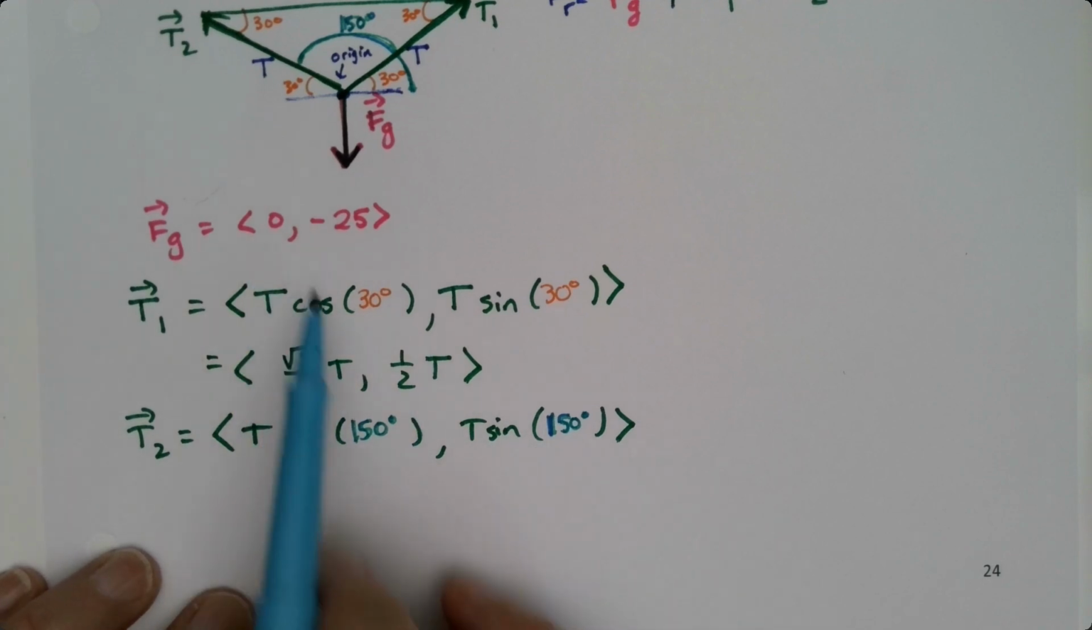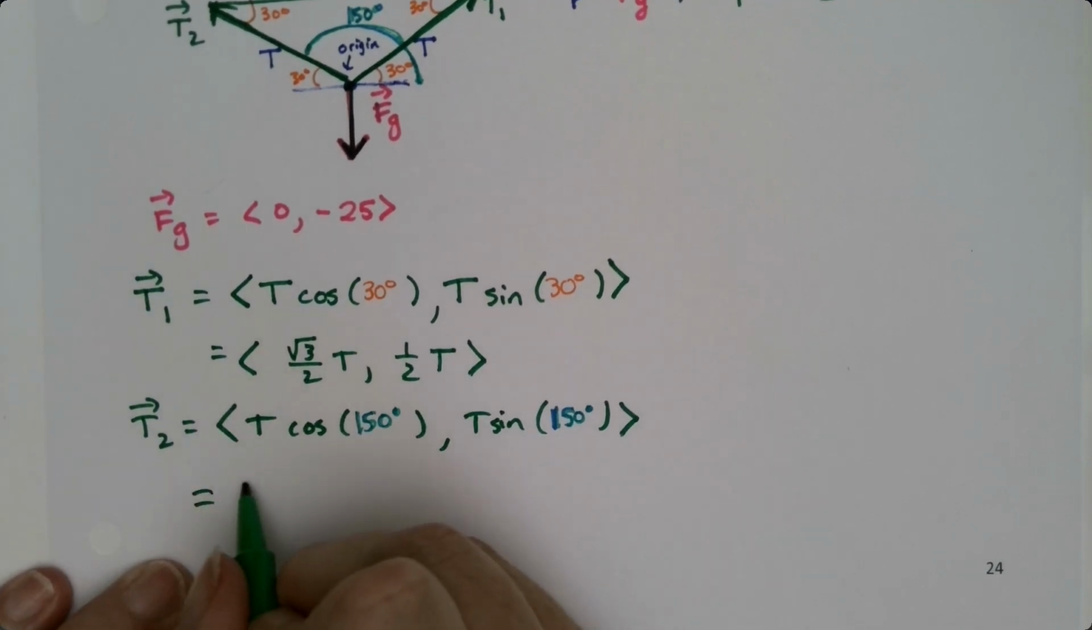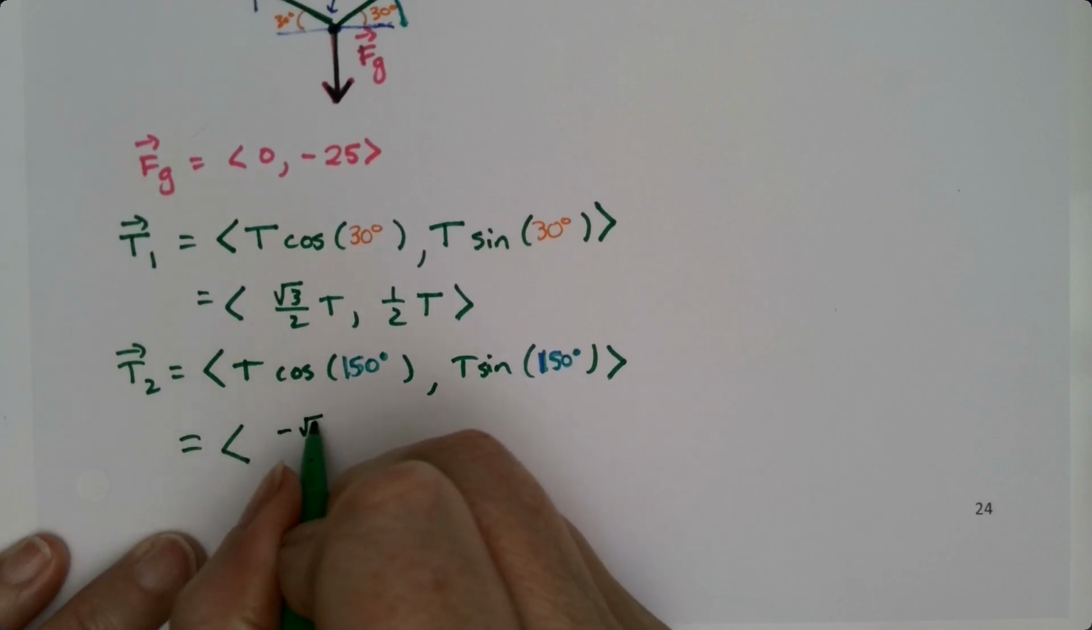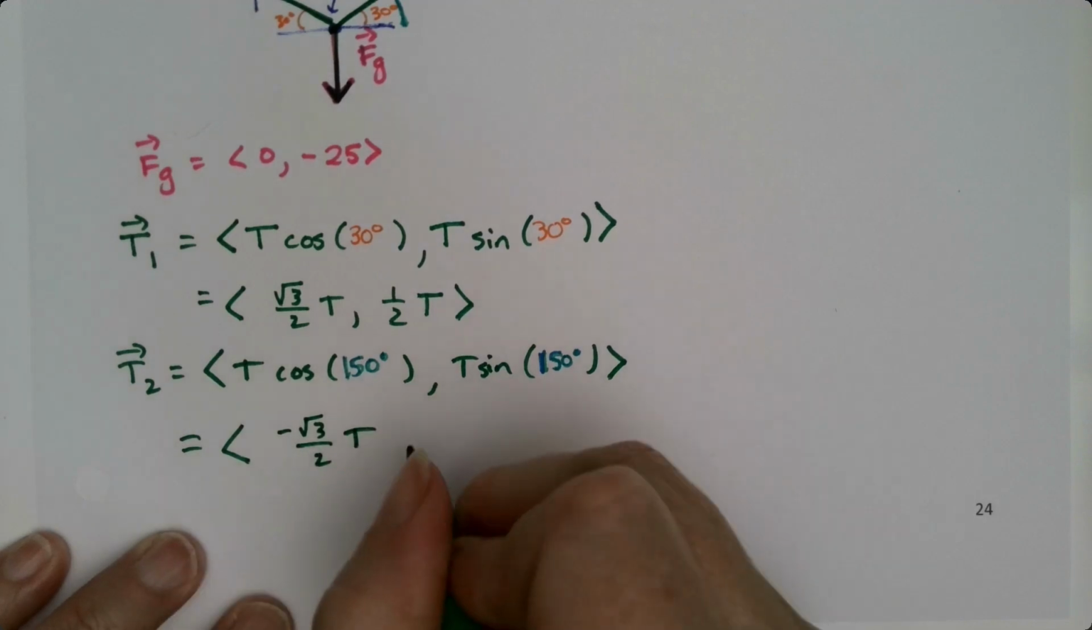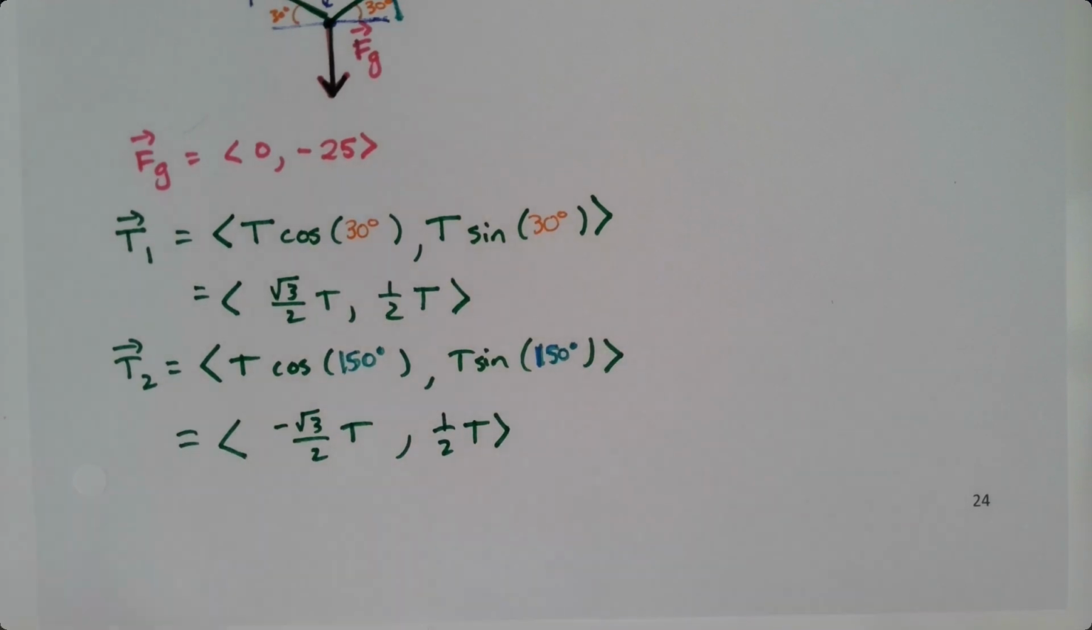Again, 150 degrees is on our unit circle. So we know this is negative square root of 3 over 2 times T, and this is a half T. Those values are known.